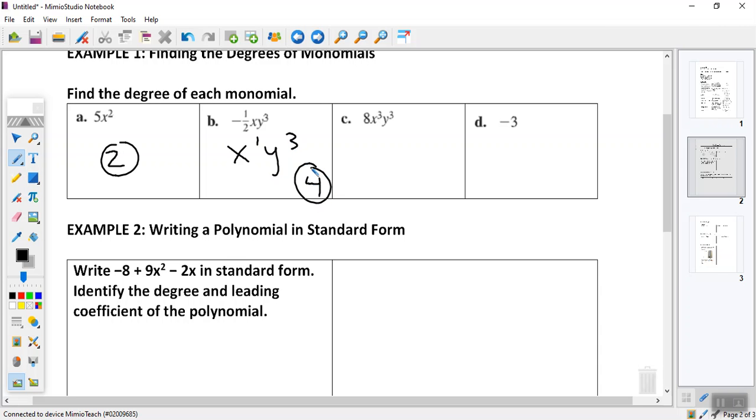How about C? What's the degree on C? 6. You guys got this. The 3 and the 3 added up, right? Degree 6. Anybody want to take a shot at the last one? It's -3. What do you think, Logan? 0. There's 0 variables up there, so the degree is 0. Right? The degree is 0 there. Okay, very good.